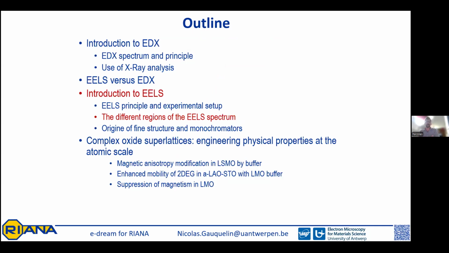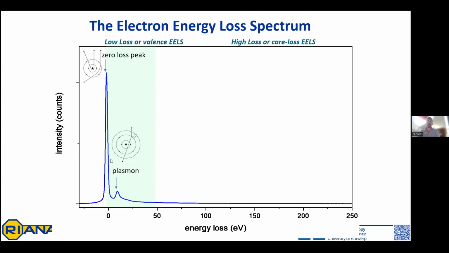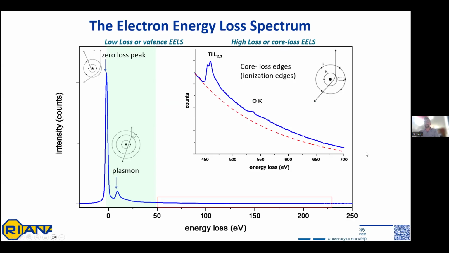So what are the different regions that you can investigate within your EELS spectrum? So here you see a typical EELS spectrum with your zero loss peak, that's electrons that didn't lose energy. Here you have the plasmon peak, which I will go into more detail in the future. And then here from 50 eV, you have the high loss or core loss EELS, where if you magnify it, you can see core loss edges corresponding to the ionization of the different atoms.